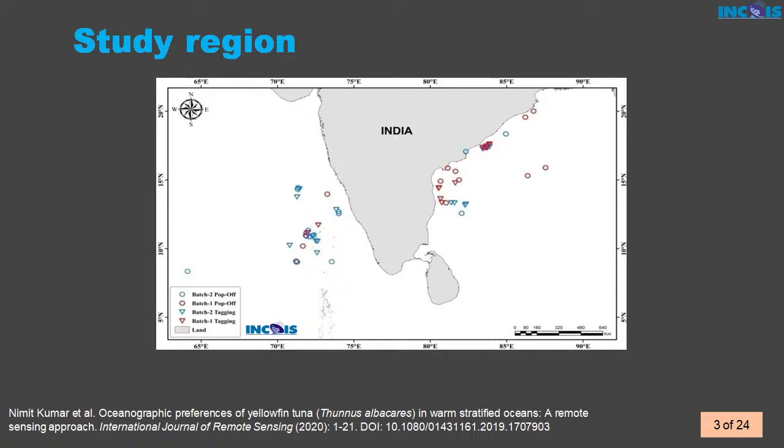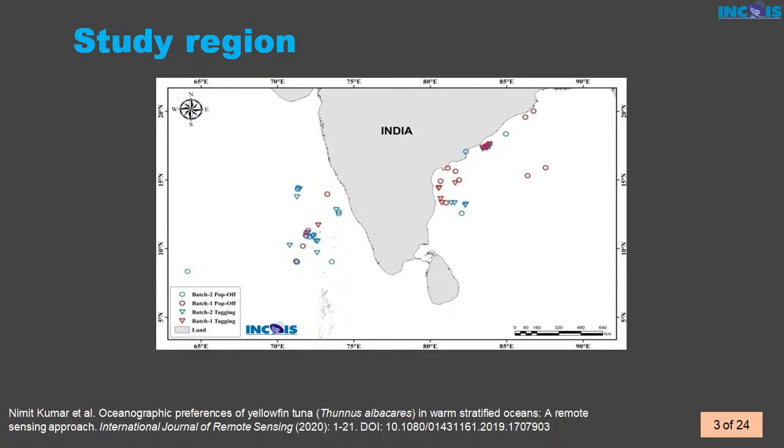So coming back to the tagging program, we had been tagging the fishes on the east coast as well as the west coast of India. And as you can see, our effort was mostly equally balanced for both sides of the basin, the Arabian Sea as well as the Bay of Bengal. And there are locations where we tagged the fish.